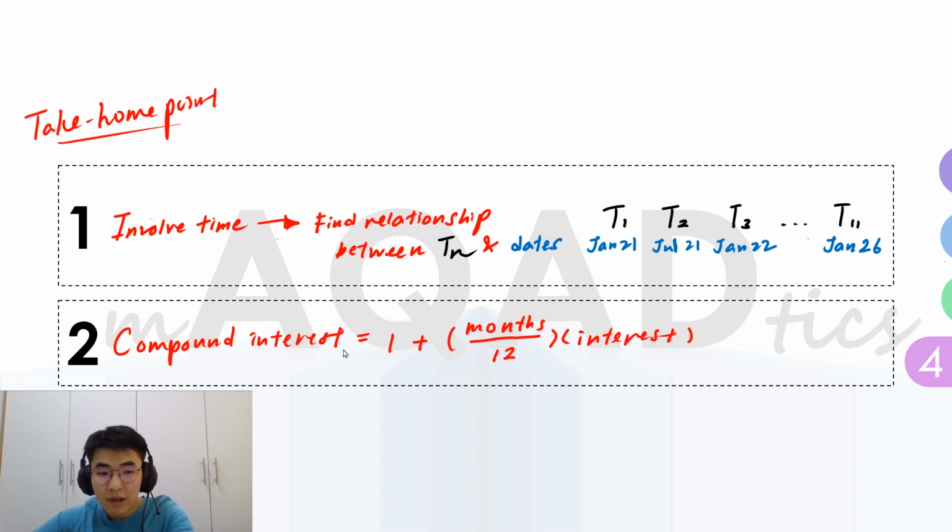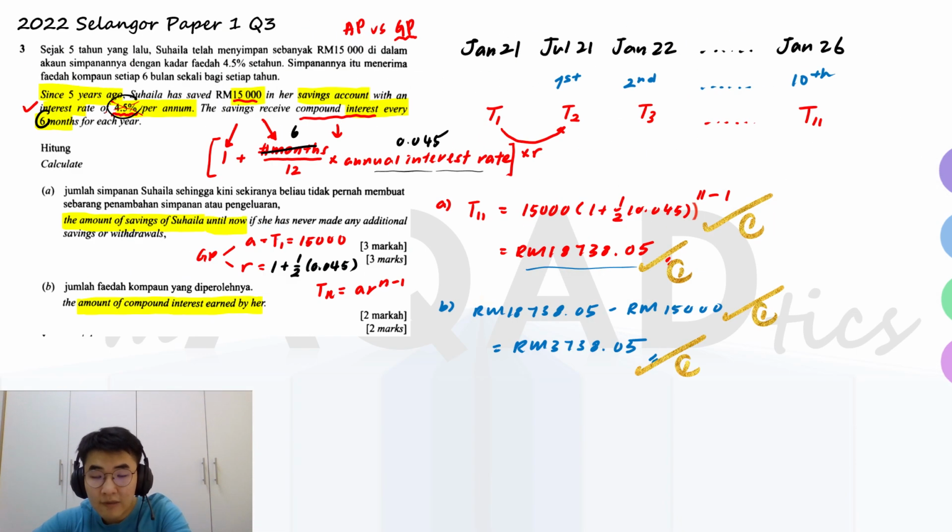And the second point is the compound interest formula. So it will be 1 plus the months. Months would be how many months we need to get an interest payment, and we need to divide by 12 and multiply the annual interest rate. Alright, so here's the answer scheme for this question, and hopefully you have learned something new from this video.